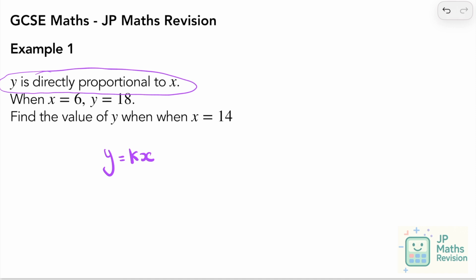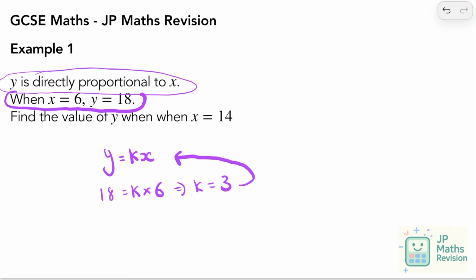So to find the value of k, I'm going to sub in the values we have. So we know that when x is 6, y is 18. So if I put 18 equals k times 6, I can see clearly that k must be equal to 3 because 18 divided by 6 is 3. So the constant of proportionality is 3, and therefore the relationship between x and y is y equals 3 times x.